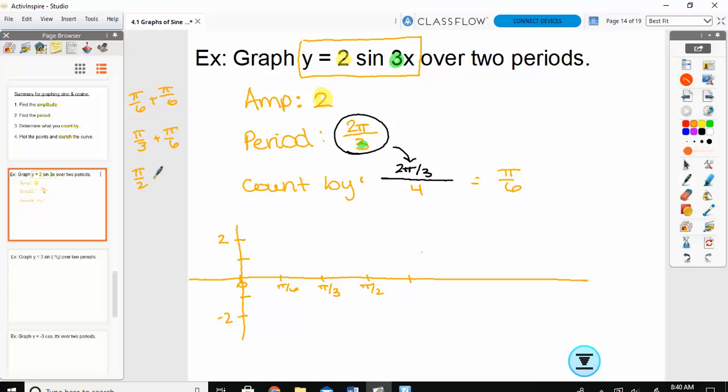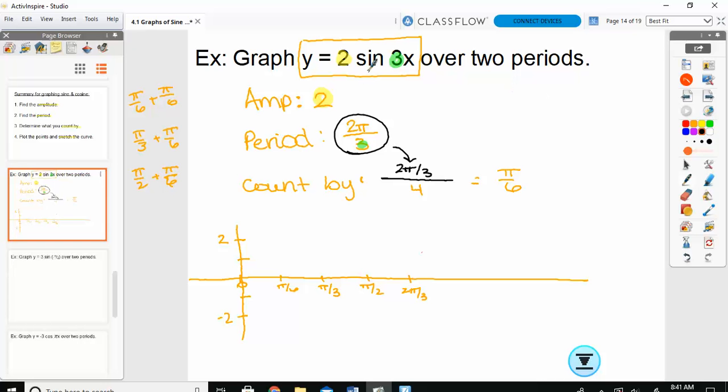To get the next point, we're at pi over 2, add your count by. So 3 pi over 6 plus 1 pi over 6 will be 4 pi over 6, which reduces to 2 pi over 3. So I expect those points on your axis.